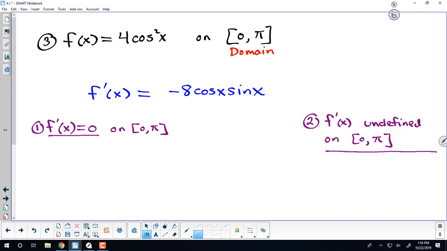So is negative 8 cosine x sine x ever undefined on 0 to pi? No. That function, the first derivative's domain is all real numbers, so it's certainly defined on a smaller set, right? So we'll just say no, f prime is not undefined. So then when does negative 8 cosine x sine x equal 0?